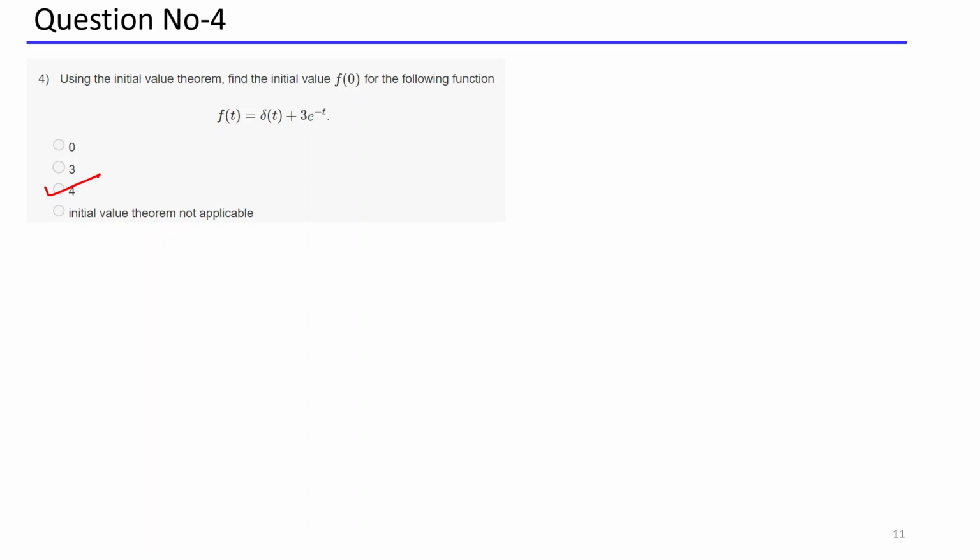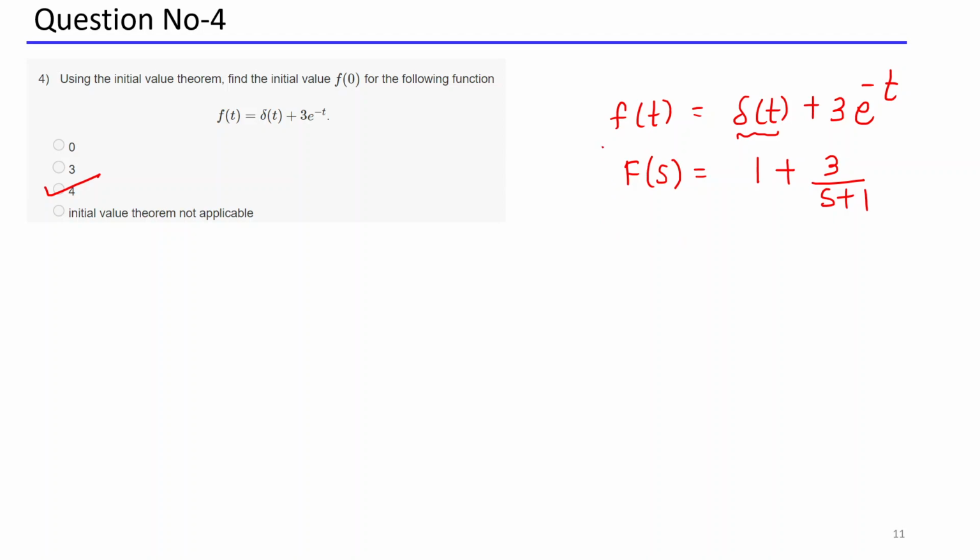First of all, my suggestion is that when you are applying the initial value theorem, first check where the initial value theorem cannot be applied. And what is the definition of the initial value theorem? How will you find it? Let's say f of t is given as del of t plus 3 into e to the power minus t. First you find the Laplace transformation. F of s is how much? The Laplace transformation of del of t is 1, plus 3 divided by s plus 1, since that of e to the minus t is 1 by s plus 1. Now this is your f of s.